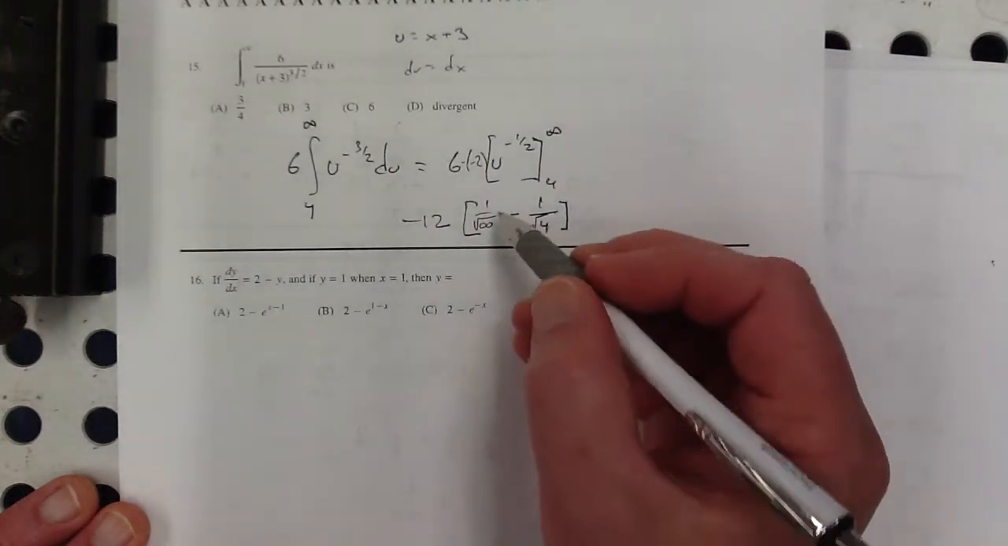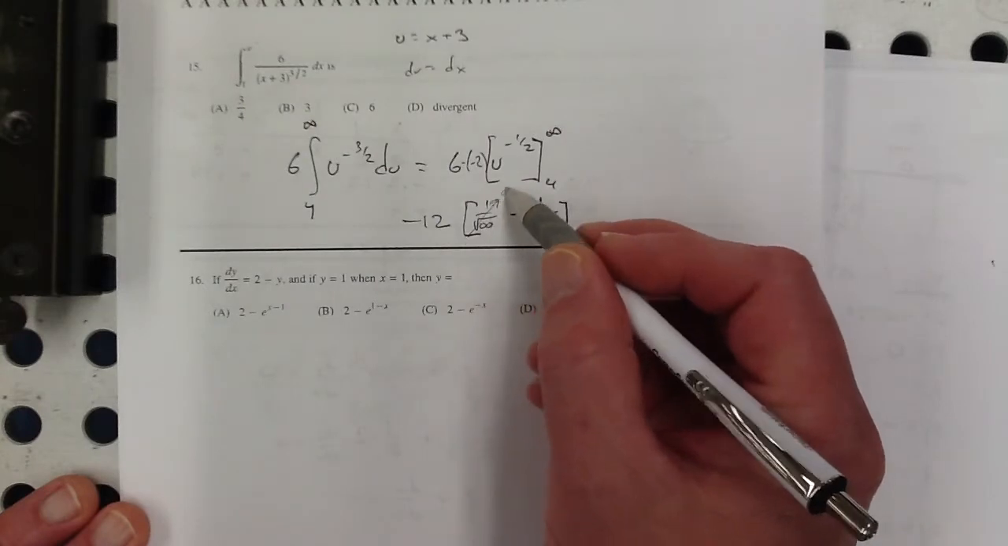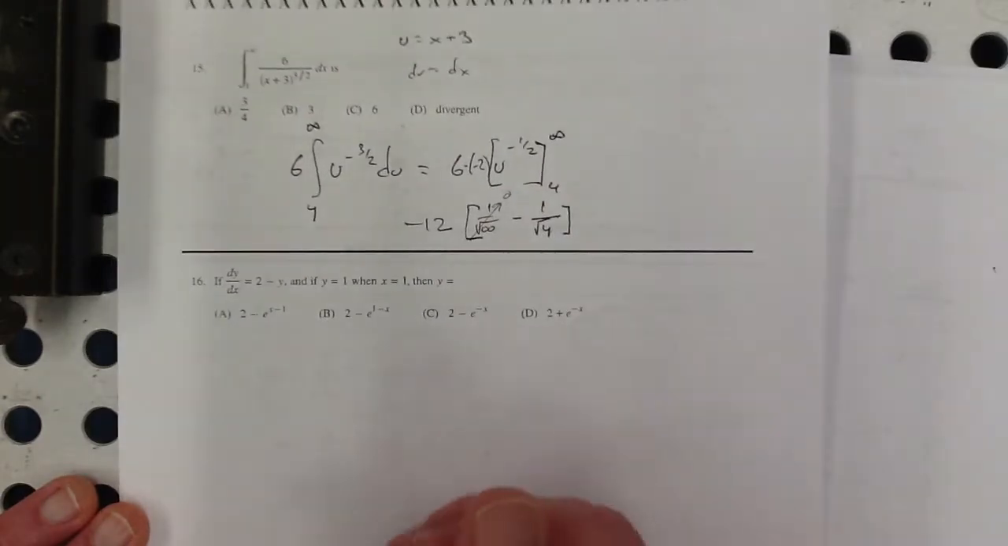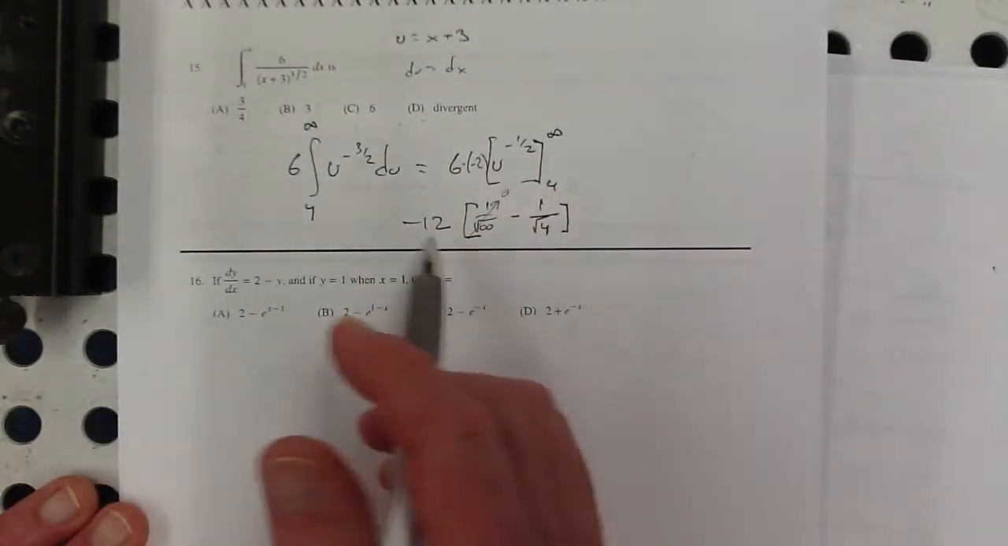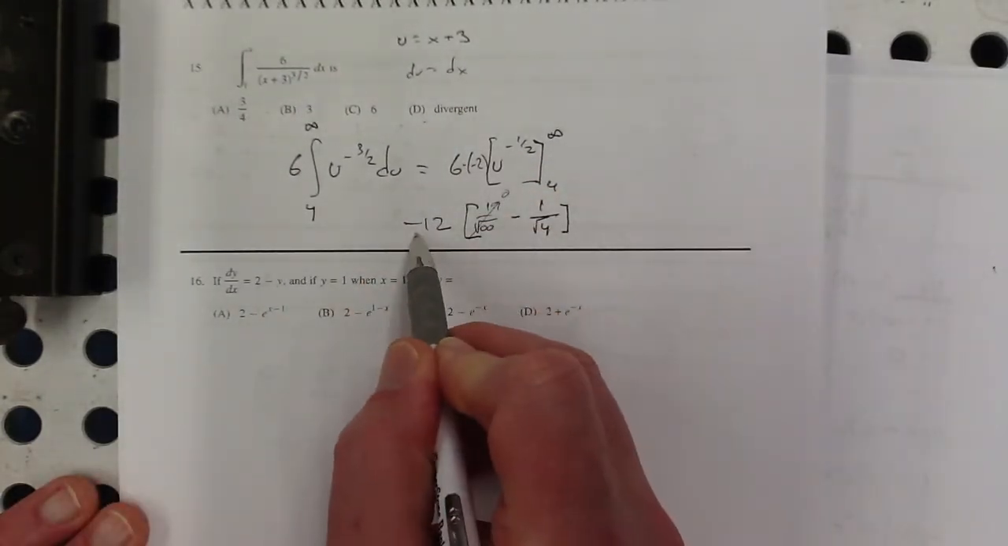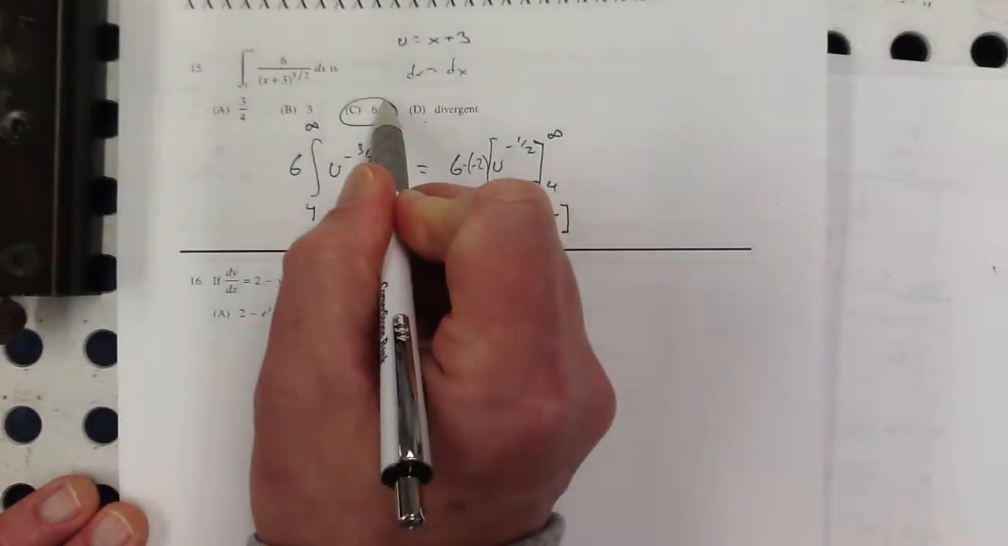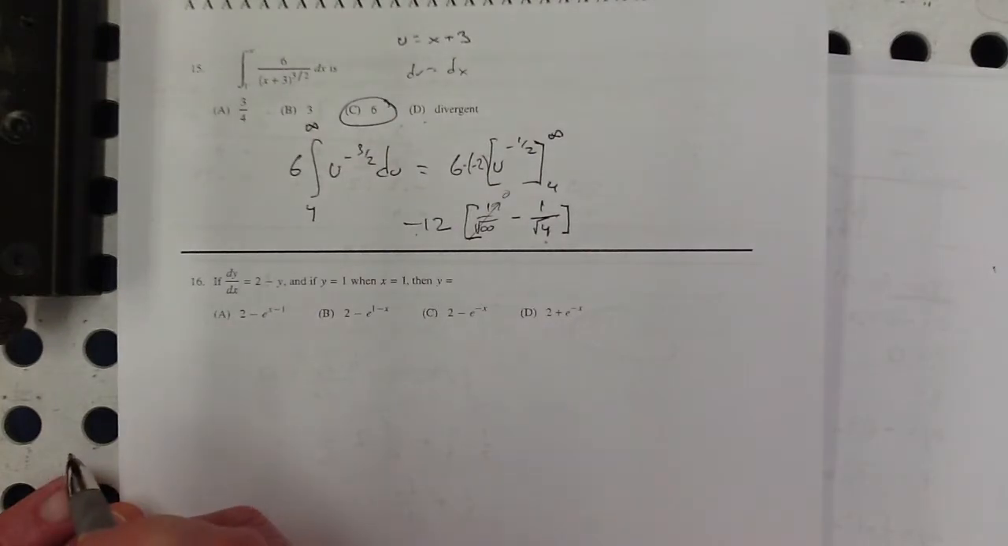Yes, and this goes to 0. If you end up with just a straight up infinity here that's not on the bottom of something, then that's when you would get divergent. But this looks good. So I have negative 12 times negative 1/2, which is positive 6.